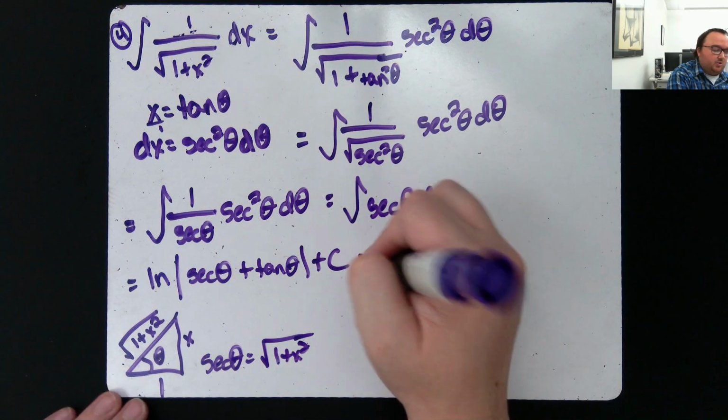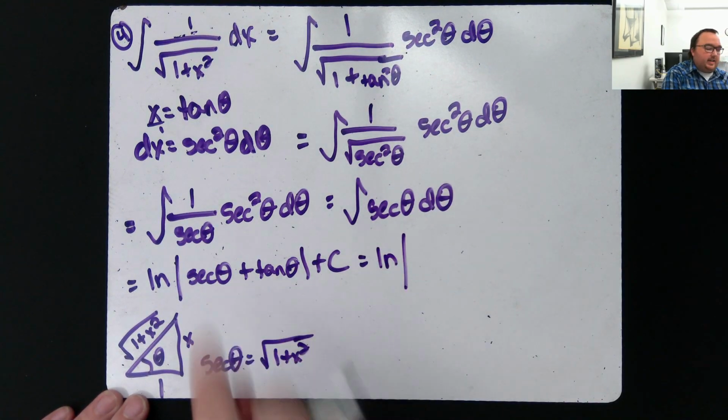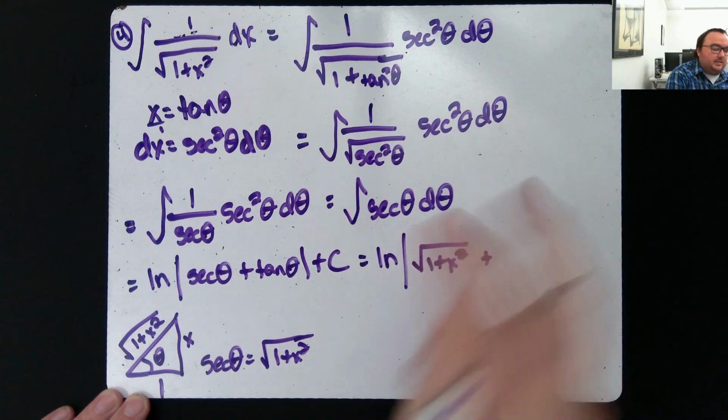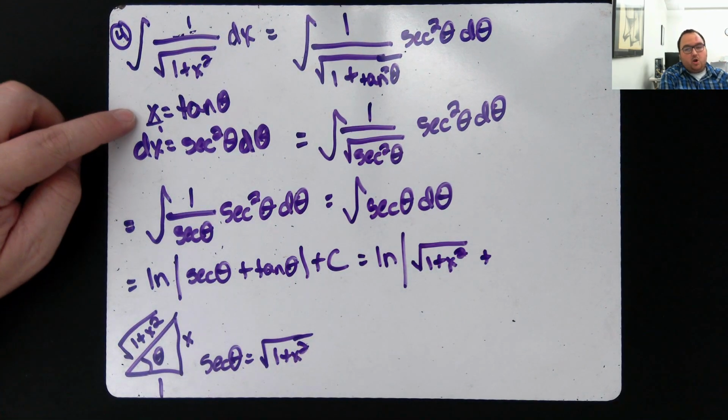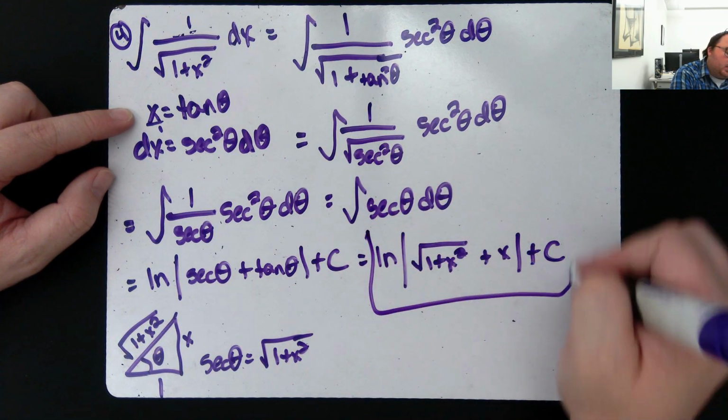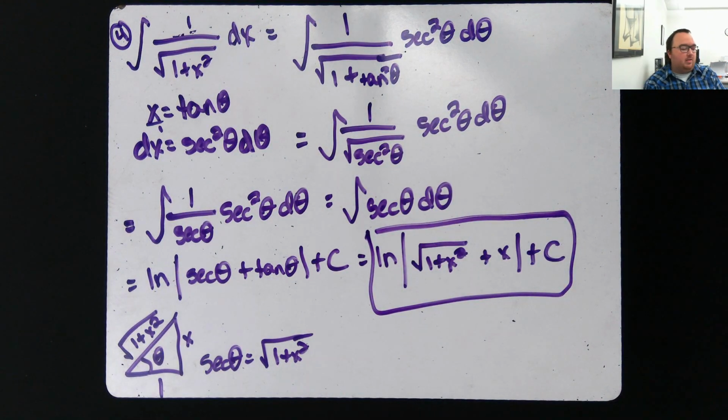So this becomes natural log of the absolute value. Secant, as we just said, was the square root of 1 plus x squared, plus tangent, which we know is just x, plus c. That one wasn't that bad, but again, if any of it doesn't make sense, please let me know. I will be more than happy to help you out.